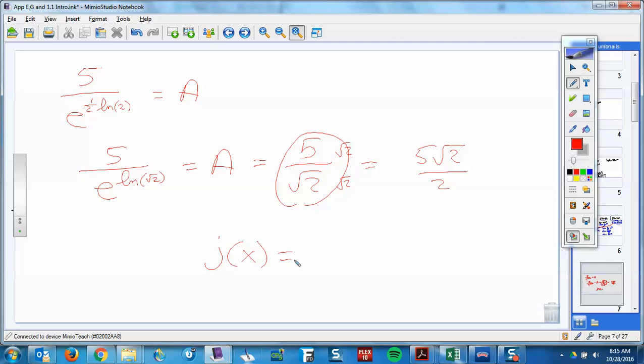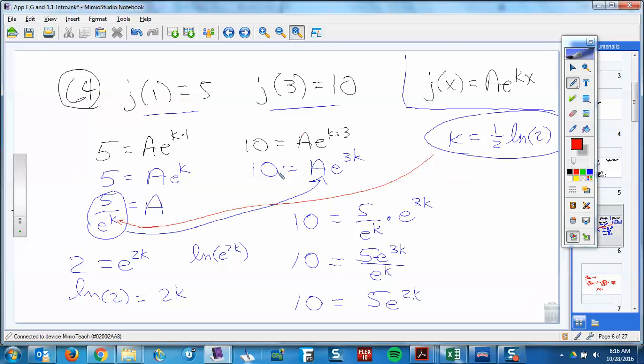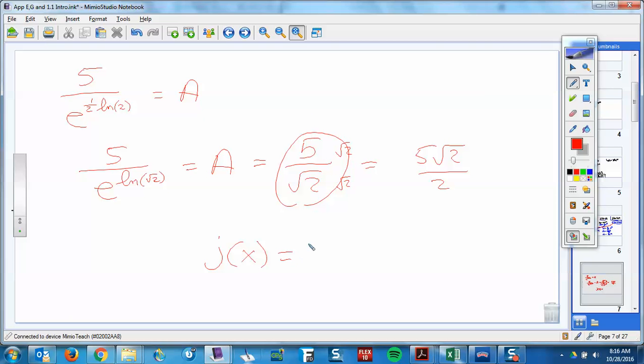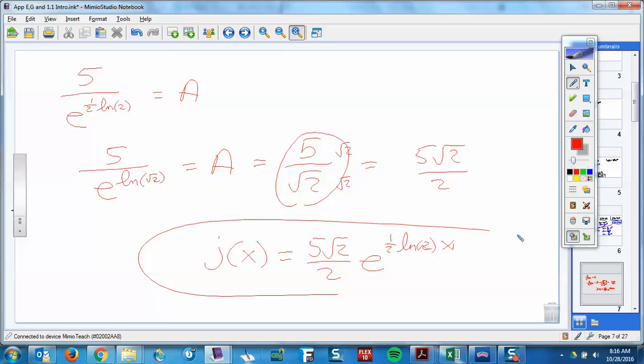They just wanted a and k? Then we got it, right? But a lot of times, the problem is, well now we would do this, we'd say, okay, that's A e to the 1/2 ln2 x, right? So that's k, so I put in my a and my k. Now I've got my j function.